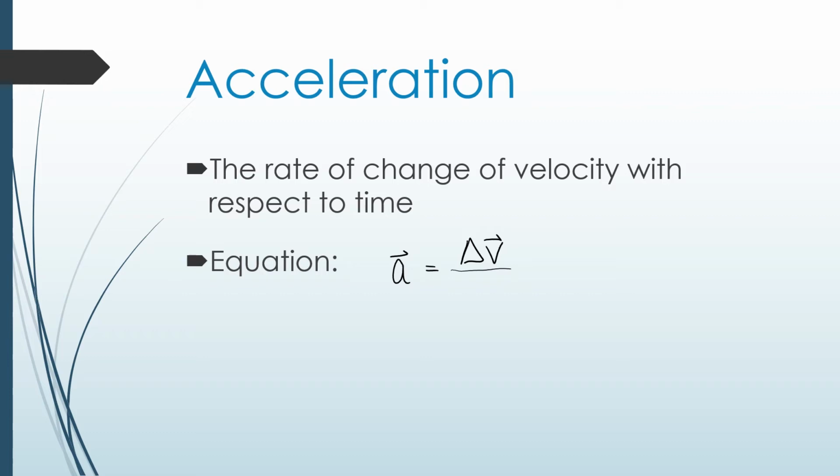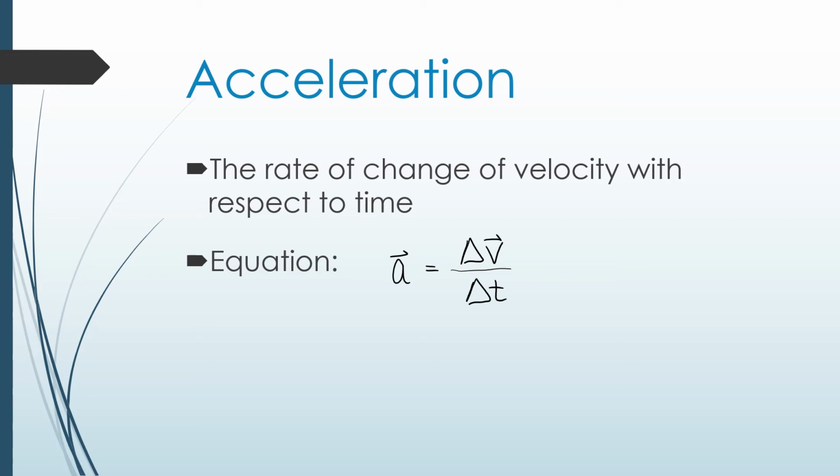And anytime we see this rate of change, that means it's a fraction, and it says with respect to time, so we'll put a delta t in the denominator there. So we can find an object's acceleration by doing the change in its velocity divided by the time it took for that velocity to change.